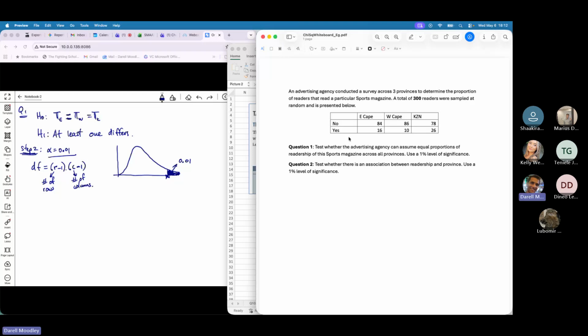Now that you can work out from your table. If you look at the table that they give you in the question, how many rows do you have? You have a row for no, and you have a row for yes. So there's only 2 rows. So in other words, your R is 2.